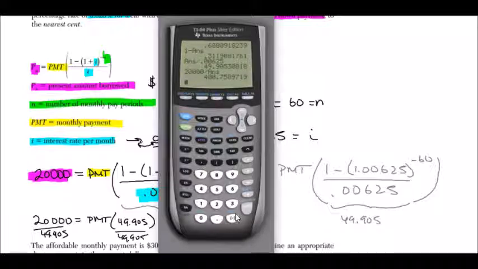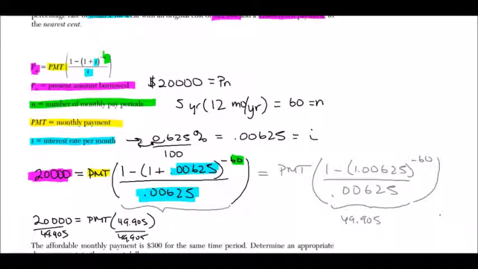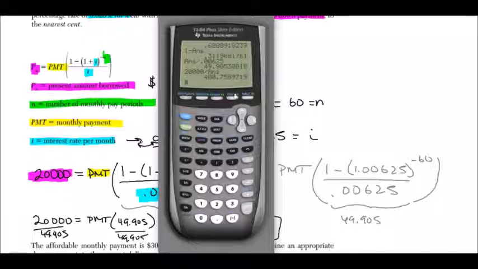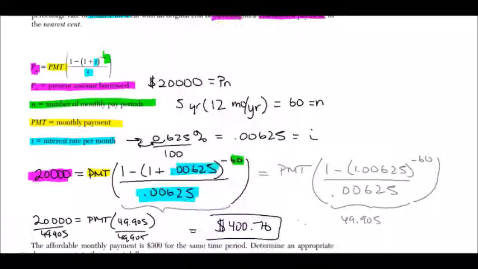So what we got is $400.76. And the question is to the nearest cent. So if we look here, it's 0.758. We're obviously going to round that up.